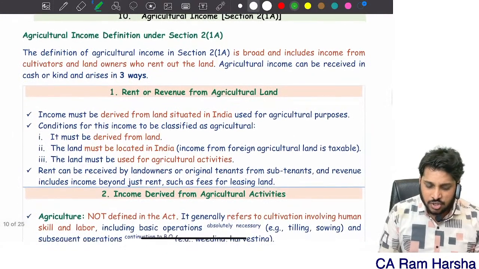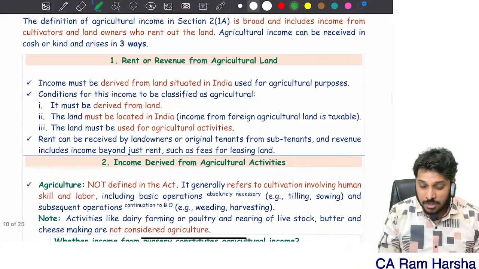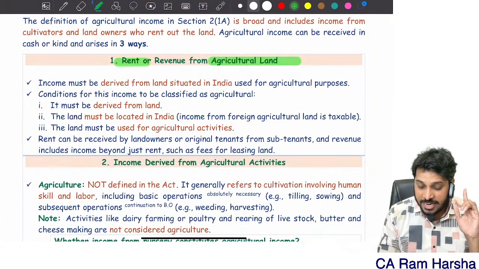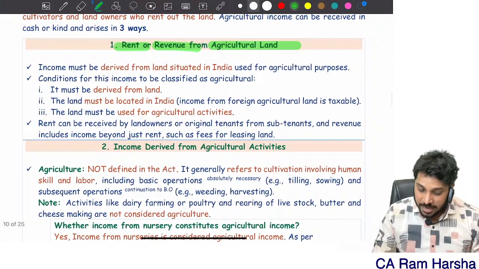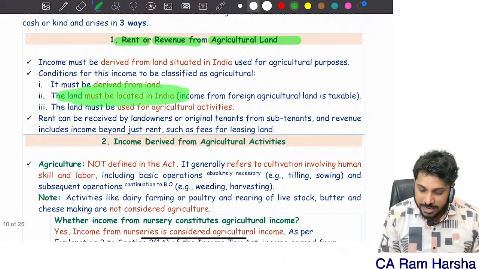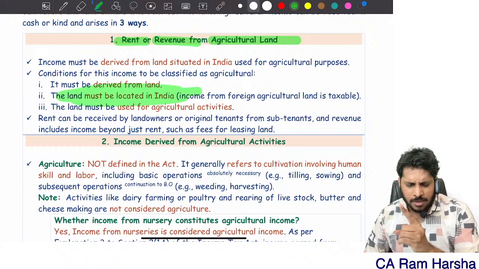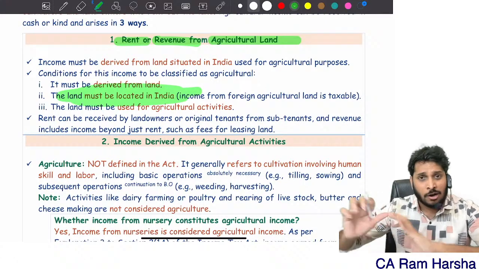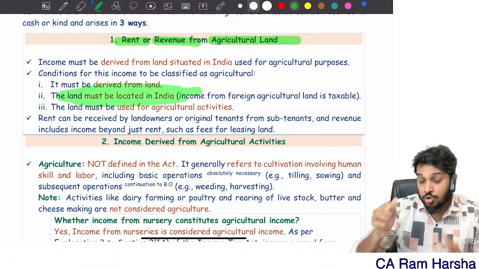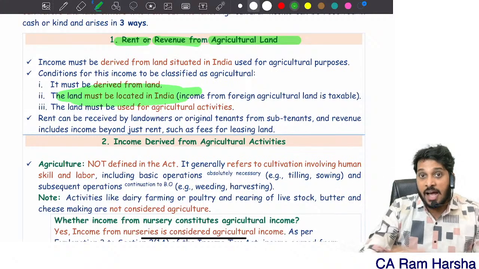So what is agriculture income? Agriculture income means 3 types. From agriculture land, if you are getting any rent or any revenue, that's agriculture income, provided the land must be located in India. In exam they'll sometimes give you problems where the land is located outside India. You should be very careful about it. If it is land outside India, that is not agriculture income.